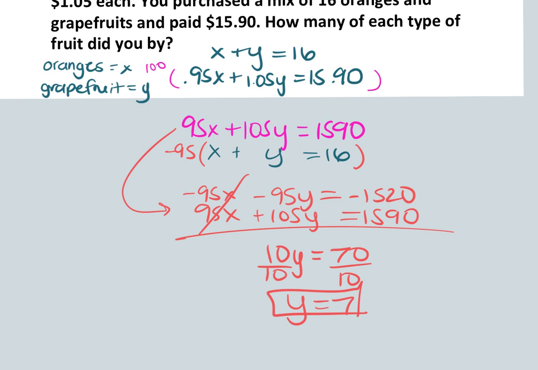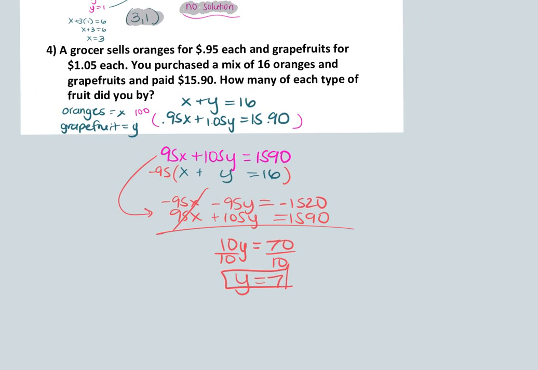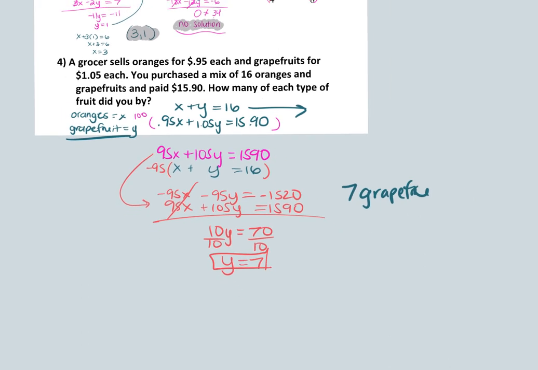So keep in mind with things like these, I can't buy 7.2 grapefruit. I can't buy 7.5 oranges. So when you get a question where you're actually counting number of tickets or items like this, realize that these should be whole numbers, okay? If you get a decimal or a fraction here, then obviously something's wrong. So now if I want to find the number, y was the grapefruits. There are 7 grapefruits. If I want to figure out how many oranges, I just do 16 minus 7. So 9. 9 oranges.